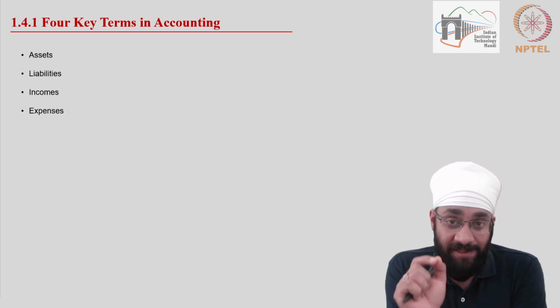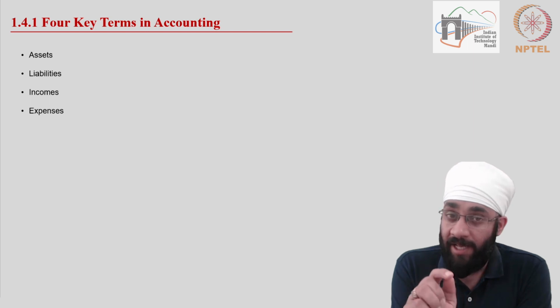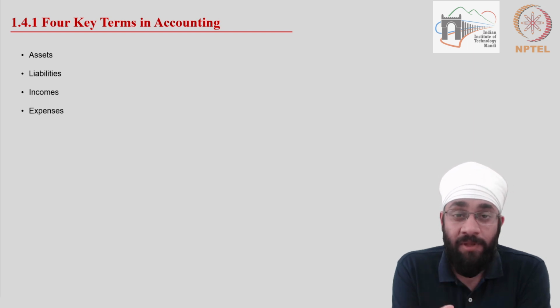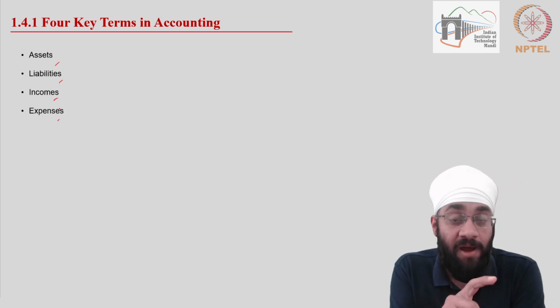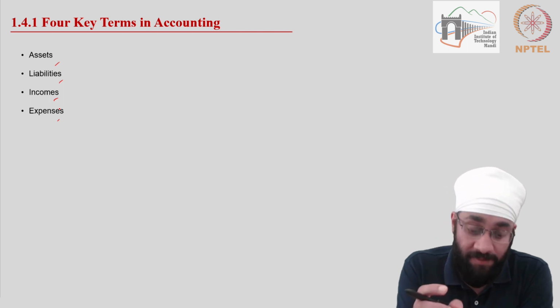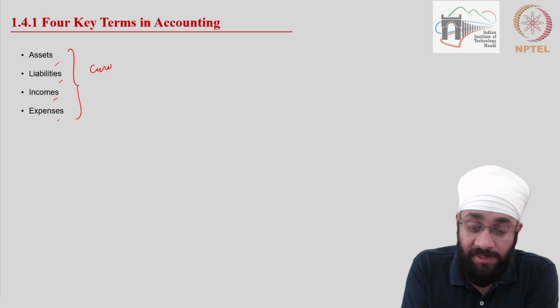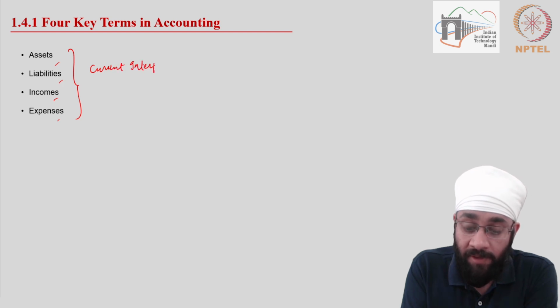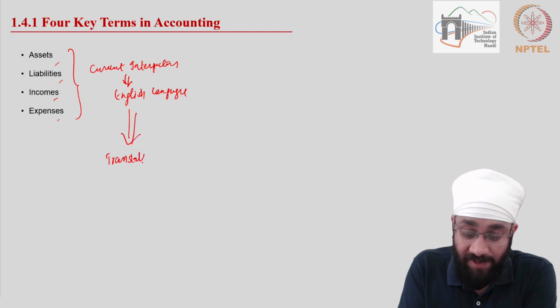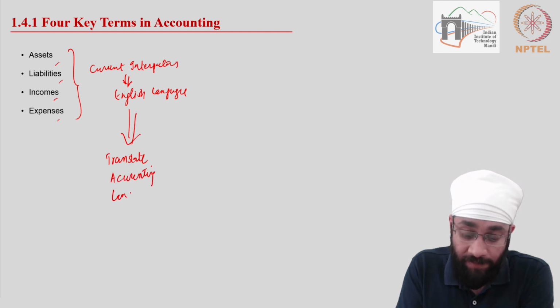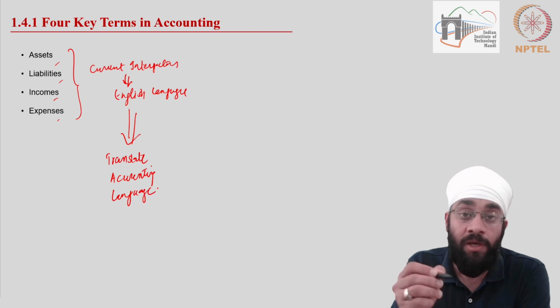The four terms are assets, liabilities, incomes, and expenses. These terms are not something you've not heard of. I'm sure everybody has come across these terms. However, our current interpretation of these terms is in terms of the English language. All we need to do now is to translate them into the language of accounting. That's what we are going to do in this video.